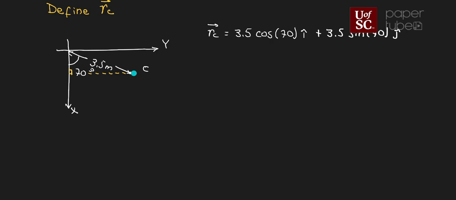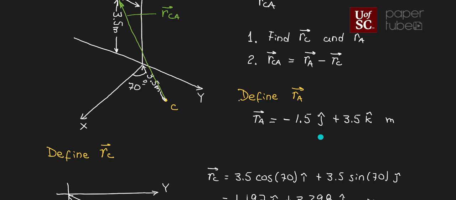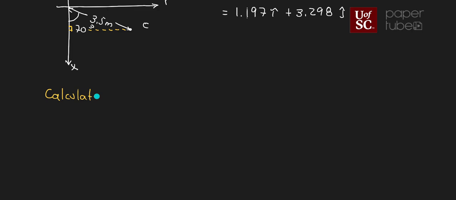All right, if I do those calculations, it's 1.197 i plus 3.298 j meters. That is my vector RC. And over here, we have our vector RA, right? Those are the vectors that define the positions of A and C relative to the origin. All right, last, I'm gonna calculate RCA, and that is RC minus RA.